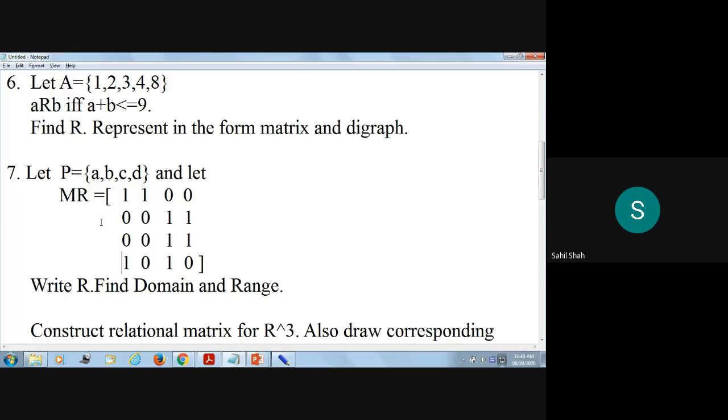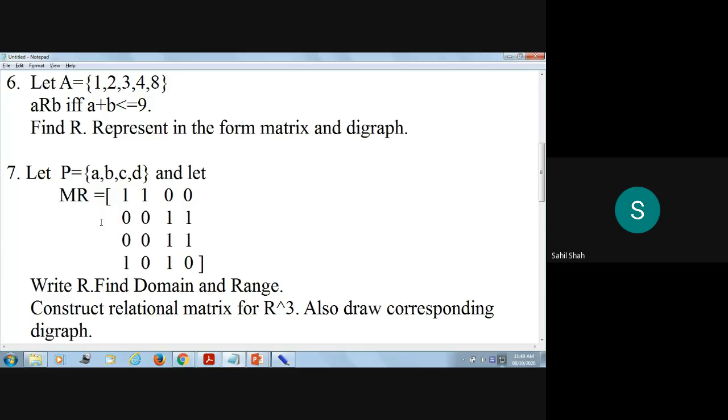But the question is a little bit tricky. First of all, they have asked you to construct relation R. That means you will be writing which are the pairs present in R. You will be further finding what is the domain and range of that R. You will be constructing a relational matrix for R cube. So this requires understanding of composite of binary relation. Then you will be also drawing a corresponding diagram.